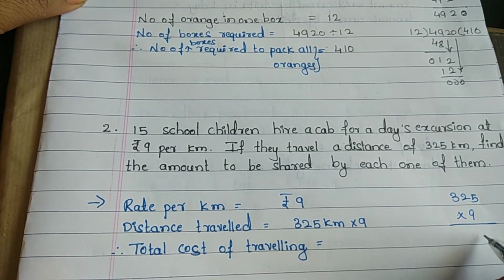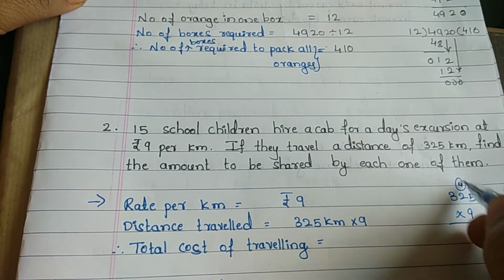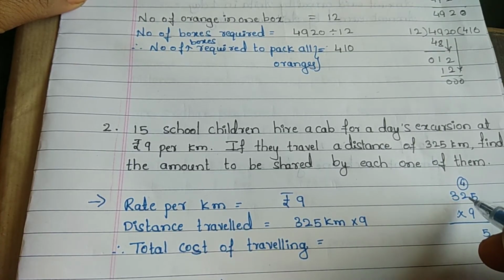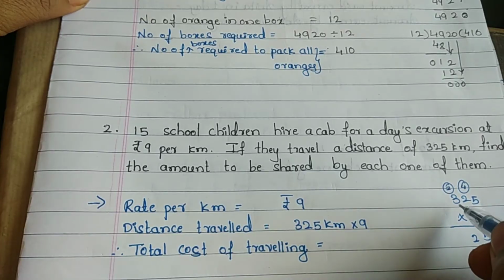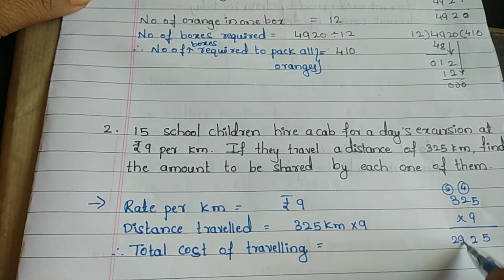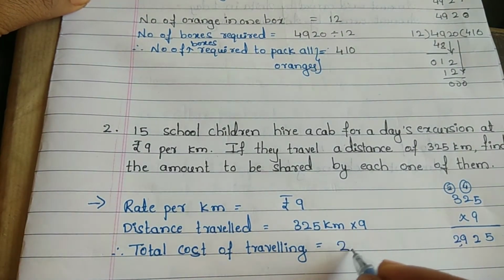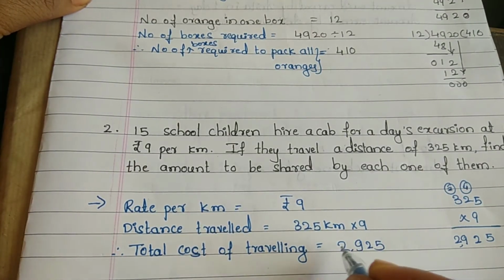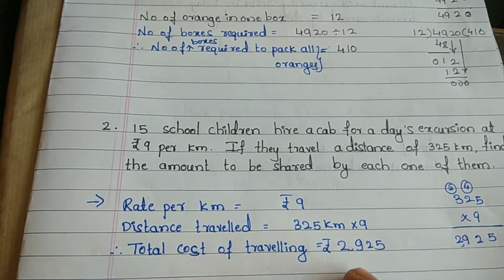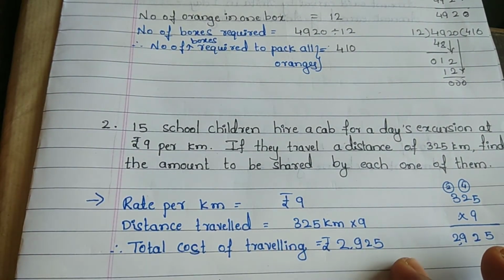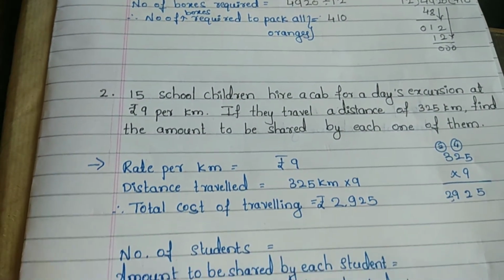9 5s are 45. Carry 4. 9 2s are 18. 18 plus 4, 22. 9 3s are 27 plus 2, that is 29. Means 2,925 rupees. Total price is how much it is? 2,925 rupees. Then how much will each student get?